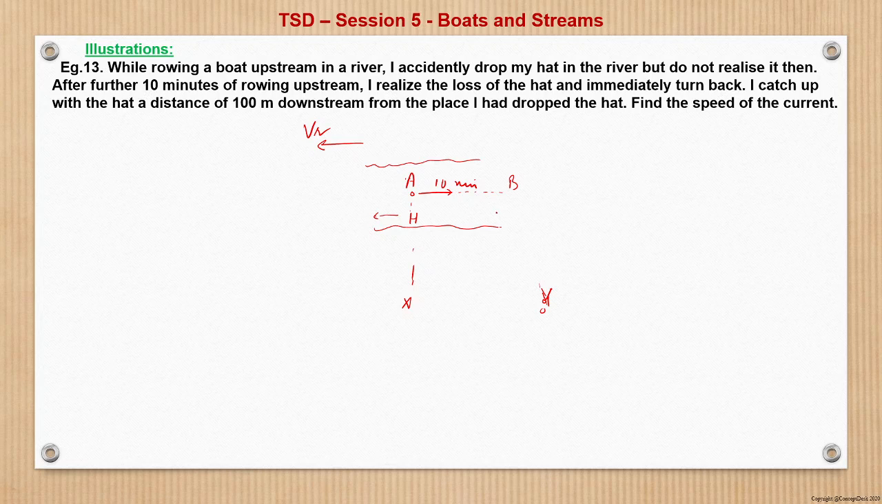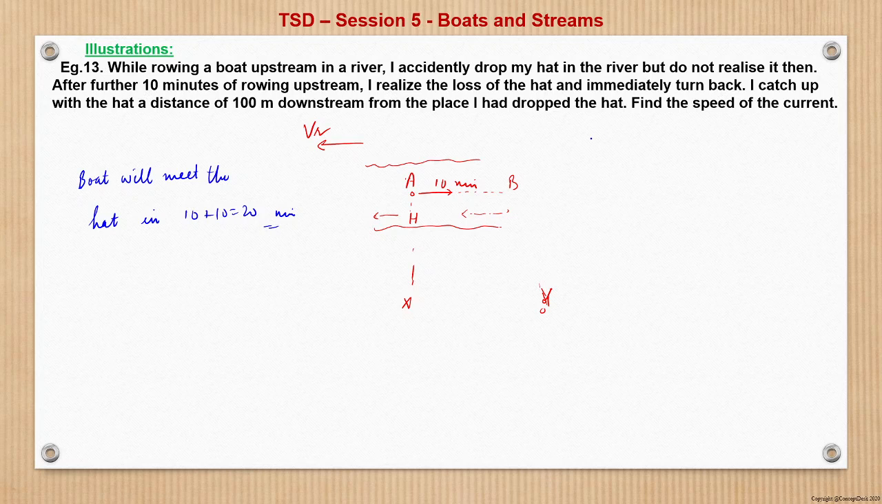Now, after 10 minutes, when I realize, I turn back. So what happens? Again, the same problem. So now see, if we assume things in the frame of water, the hat will not move because the water is stagnant. Since I have moved away for 10 minutes, to cover that distance to reach the hat, I again need to travel for 10 minutes. So basically, the boat will meet the hat in 10 plus 10, which is 20 minutes, right?